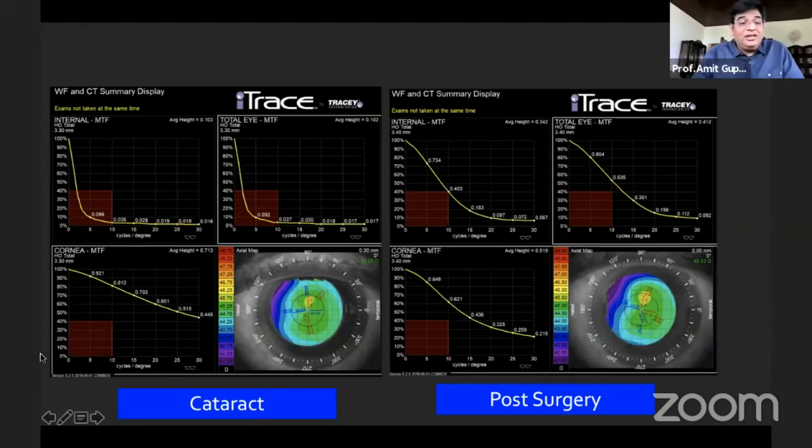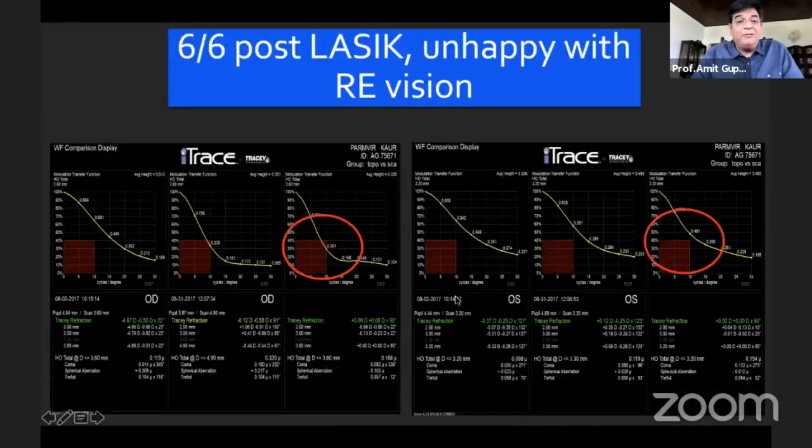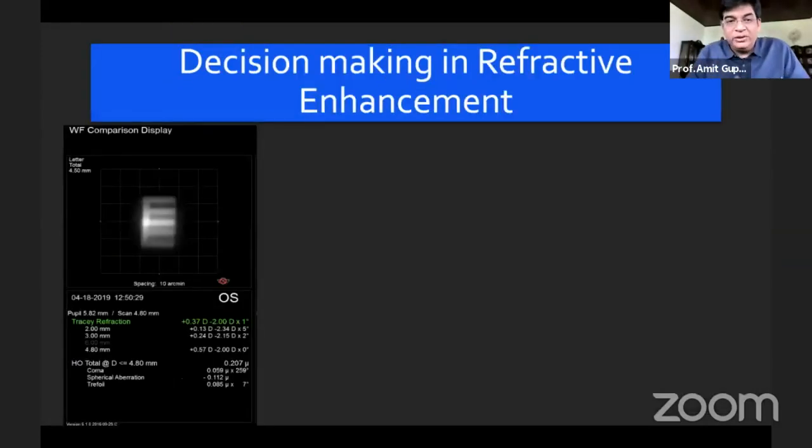Another example: this patient had a cataract and underwent cataract surgery and was pretty happy with the result. A 6/6 patient, unhappy with the right eye vision. Once we did the MTF, we could see that in some way that was what was leading to the difference in what the patient was perceiving.